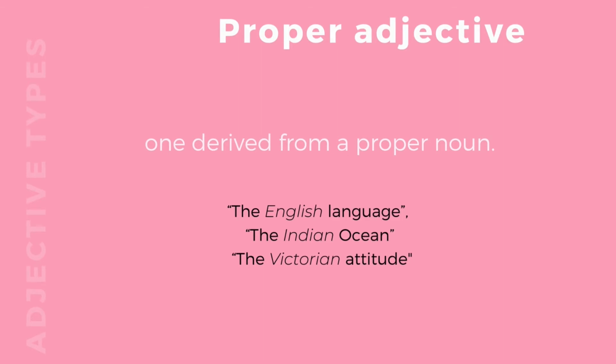Number 1 on our list is proper adjective. A proper adjective is the one derived from a proper noun. Let's see some examples. The English language. Here, the proper adjective English is derived from the proper noun England. The Indian Ocean. Here, the proper adjective Indian is derived from the proper noun India. And likewise, in our third example, the proper adjective Victorian is derived from the proper noun Victoria.